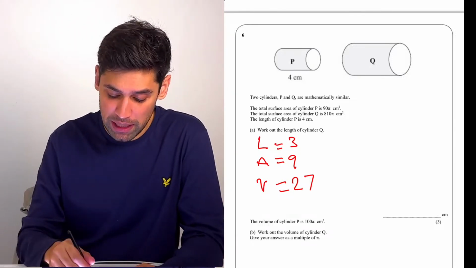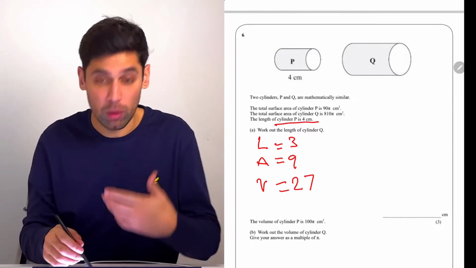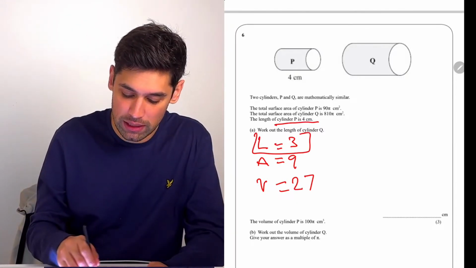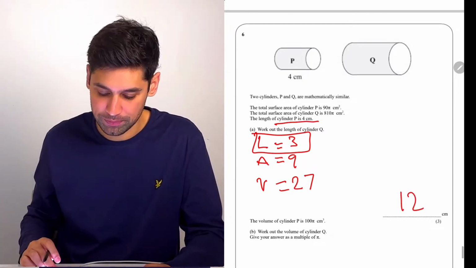The length of cylinder P is 4 centimeters, so that's the smaller one. Work out the length of cylinder Q. Length, quite literally, they are saying it. Length scale factor is 3, so we times by 3 to get an answer of 12.